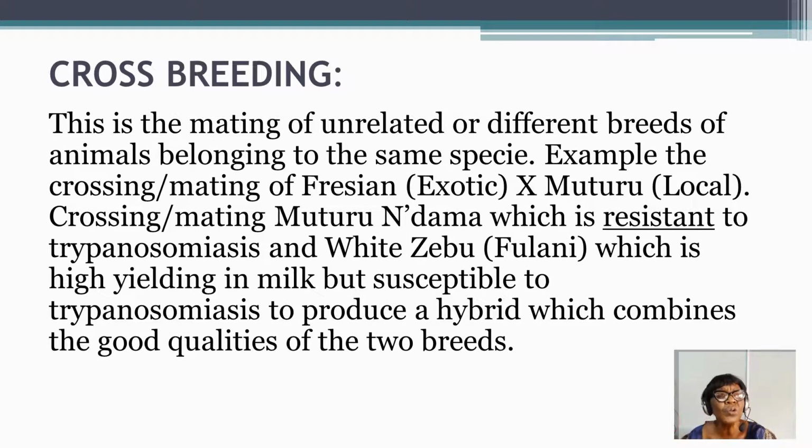And then the Muturu, the local one, is resistant to trypanosomiasis, a disease caused by tsetse fly, which the foreign cattle is not. But this offspring that they will produce will be resistant, because it has inherited that trait of being resistant from the Muturu. So it will perform better than the exotic breed.